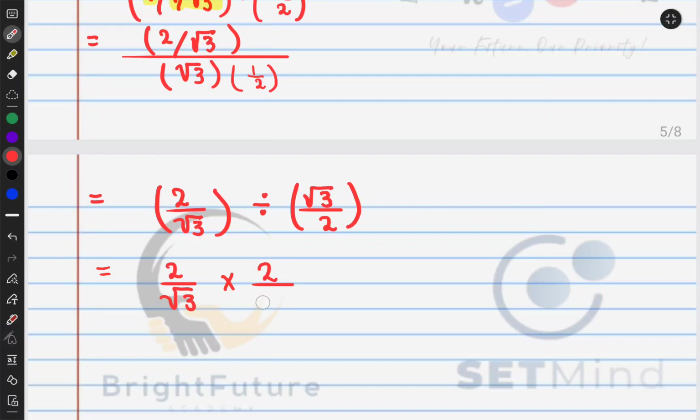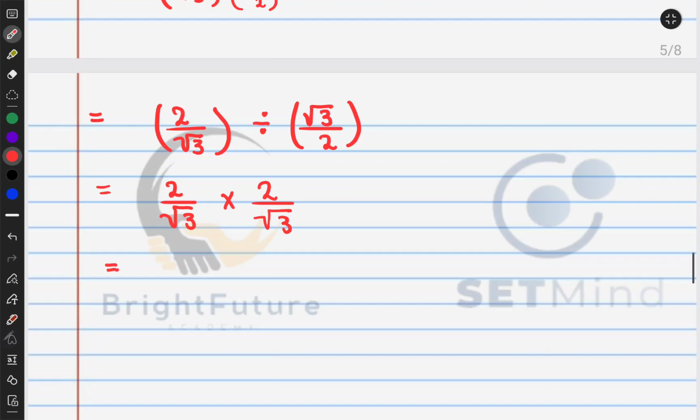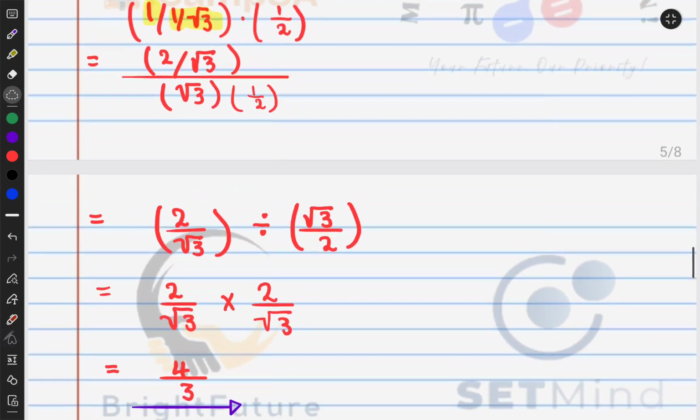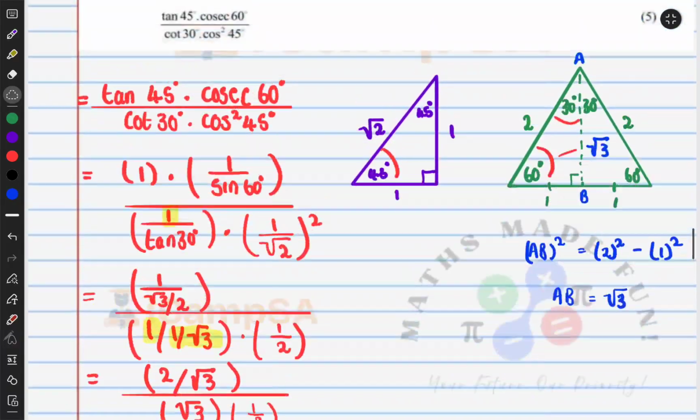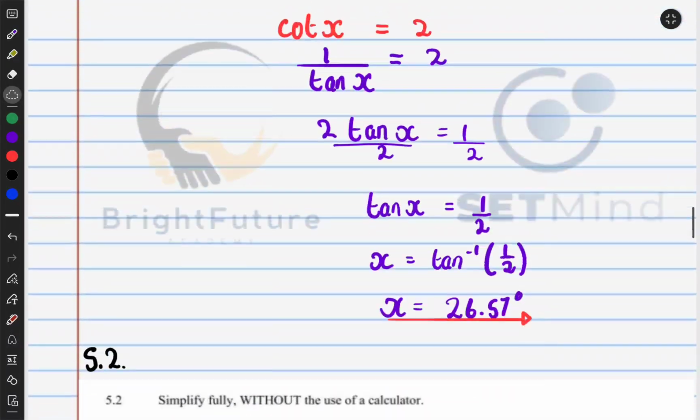Remember, when we change the division sign to a multiplication sign, you have to take the numerator and make it the denominator. So here we're going to have 2 times 2 is 4 over root 3 multiplied by root 3, which is just going to be 3, and that will be your final answer. Okay, and that is how you go about solving for that, and it's 5 marks.